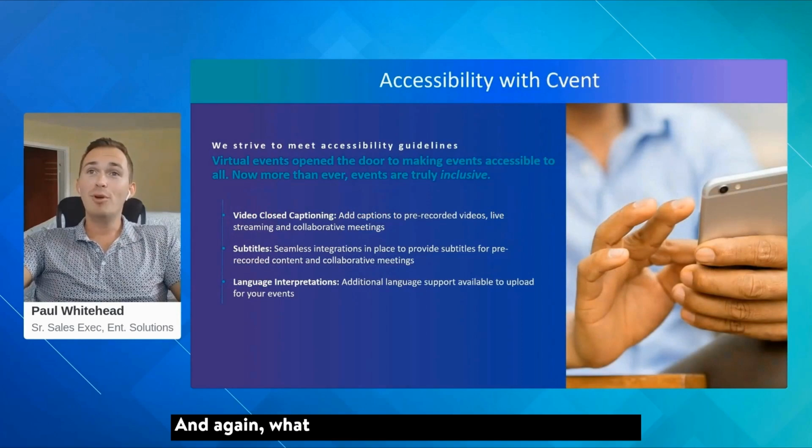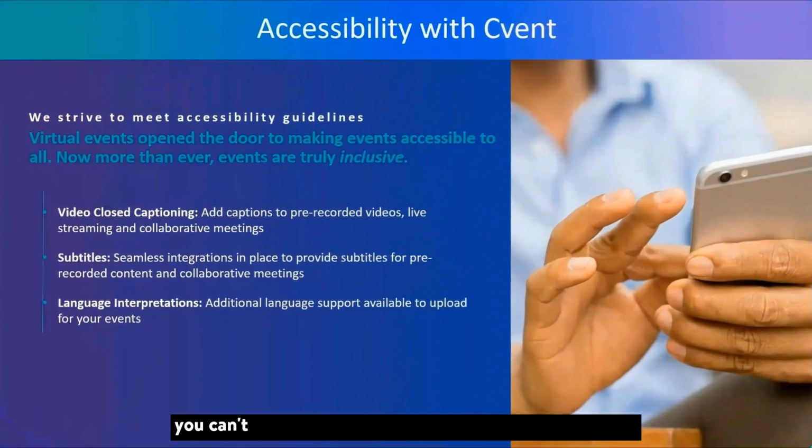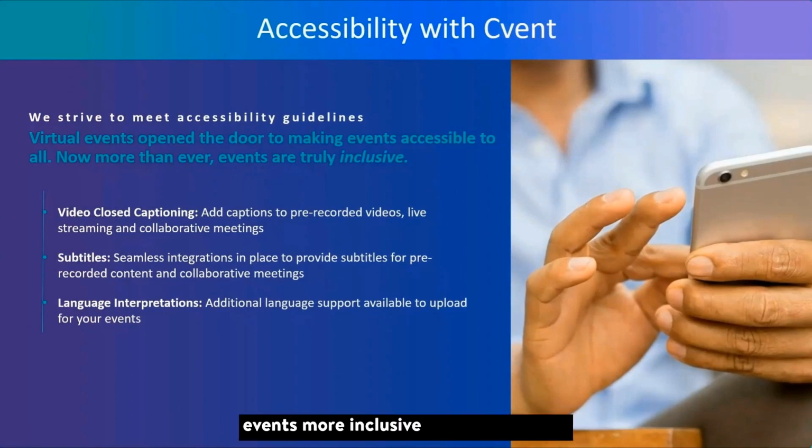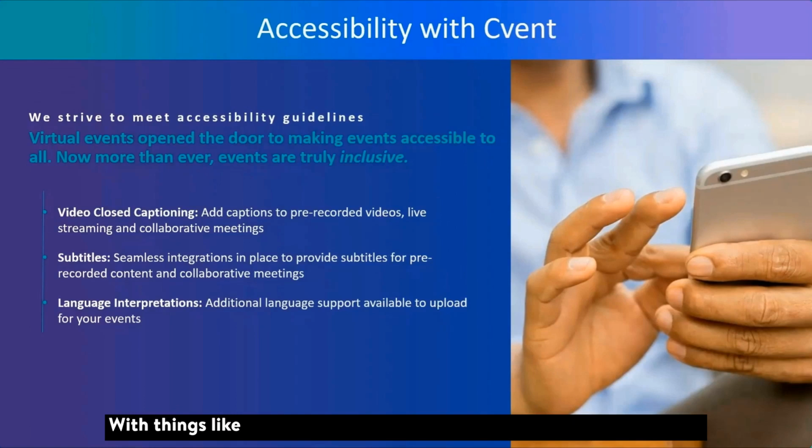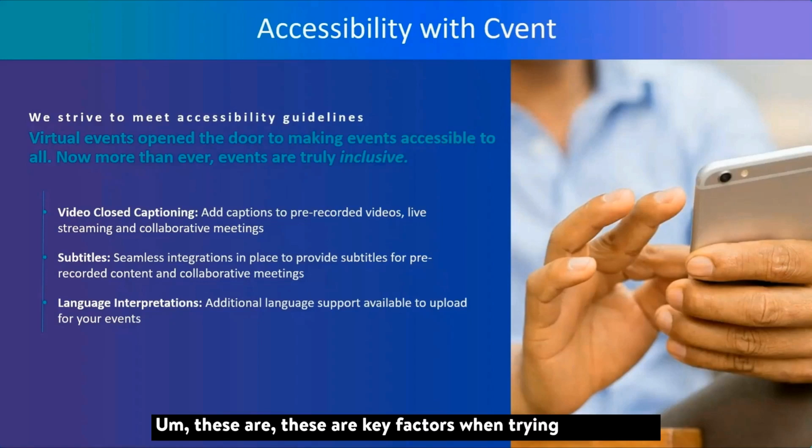And again, what is the point of having events if you can't invite and include as many people as possible? Cvent has invested heavily into making our events more inclusive across the board with things like video captioning, subtitles, multiple language abilities. These are key factors when trying to speak to a larger and larger audience, which the virtual world provides. But we need to be able to have those conversations with them. And Cvent understands that, and we've been investing in that.